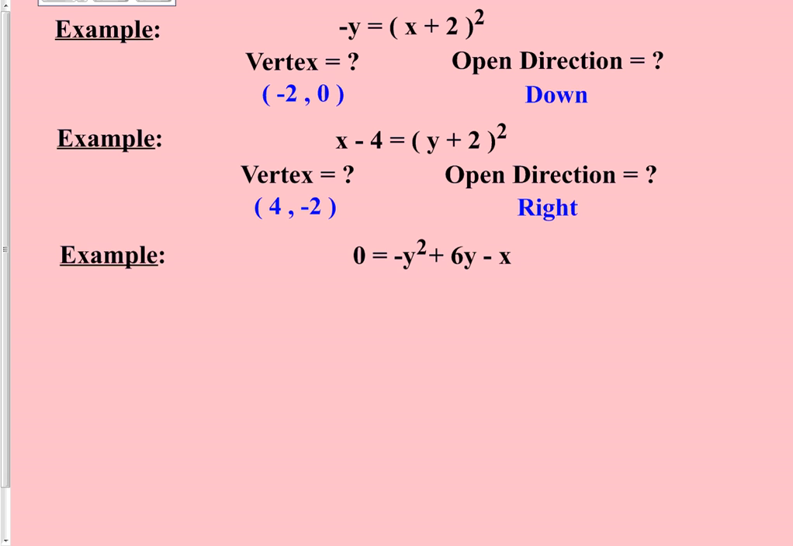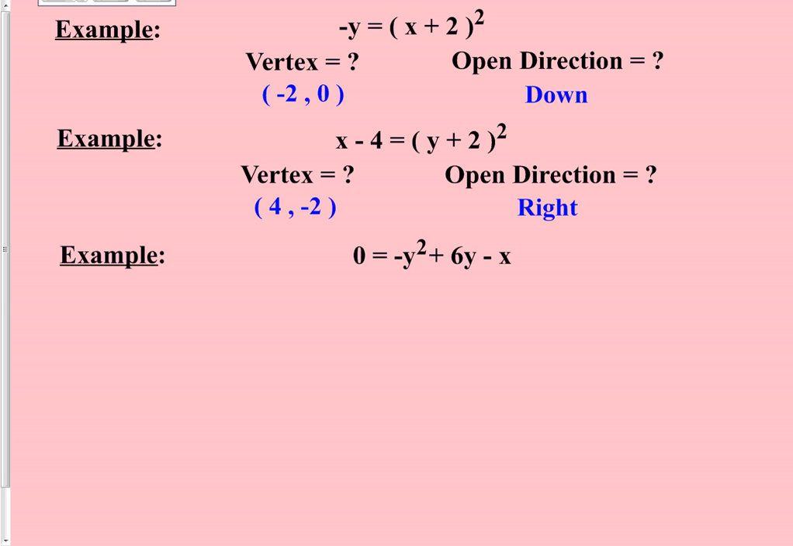Now, once again, similar to our discussions on the circle, these problems can be a little bit jumbled up, and we can be expected to complete the square in order to read the information. This time we're looking at an equation that says 0 equals negative y squared plus 6y minus x. Clearly, all the information is tangled up with itself. We're going to have to sort it out before we can read anything about the vertex or the open direction.